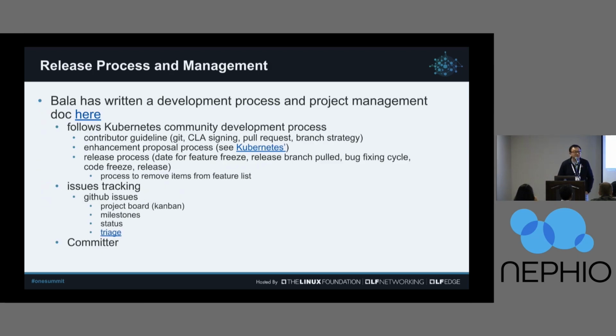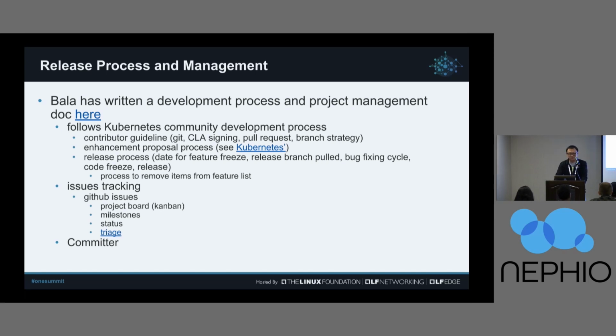So for the release process and management, Bala, who is just coming in, has been nice enough to write the development process and project management doc, which is linked here. I do understand that if I convert that into PDF, you're not going to be able to see the link, so I'll probably write out the link before making the PDF. It's basically just following Kubernetes. It's nothing really amazing. I'm not saying what Bala did is not amazing. I'm just saying what we as a community are converging on is basically just copying Kubernetes.